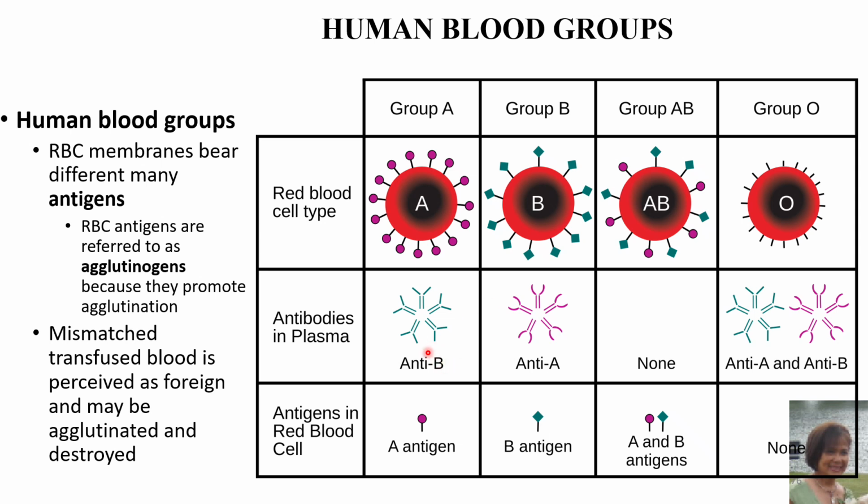For instance, antibody B will agglutinate any red blood cell that would have agglutinogen B or antigen B. The antibody A will agglutinate any red blood cell that would carry an agglutinogen A or antigen A. So anti-A is against A, anti-B is against B. That's why you don't find them together. Anti-A, you will find them only coexisting with B. It will not be agglutinating B.